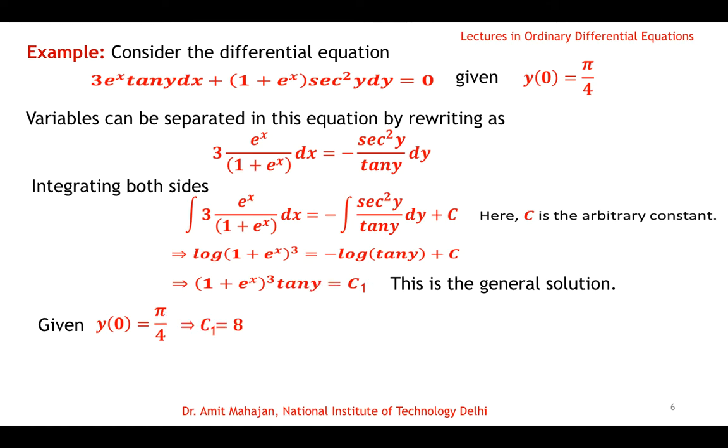So we can calculate c1 value equal to 8, and then we can substitute it back here to write that the solution is 1 plus e power x whole cube 10y is equal to 8. So this solution does not contain any arbitrary constant, as it is substituted as 8. So this is a particular solution of the differential equation.